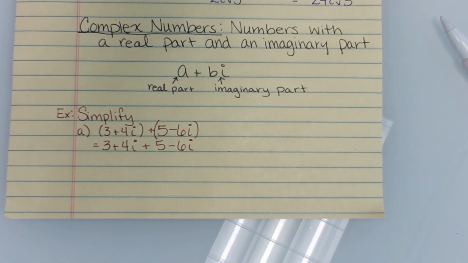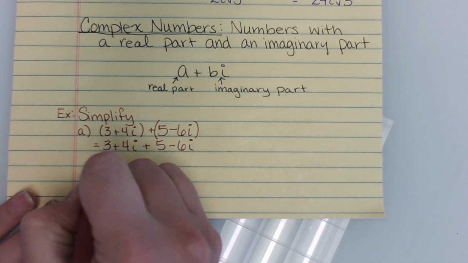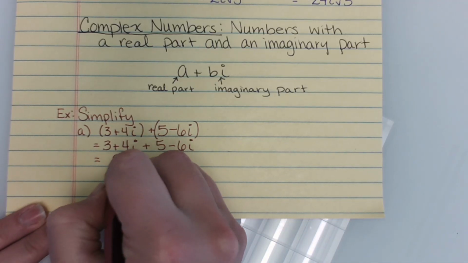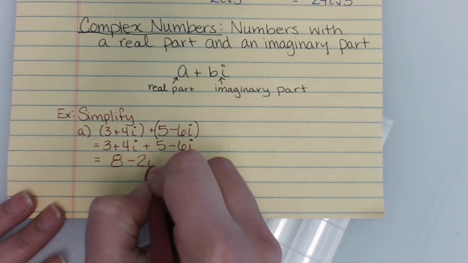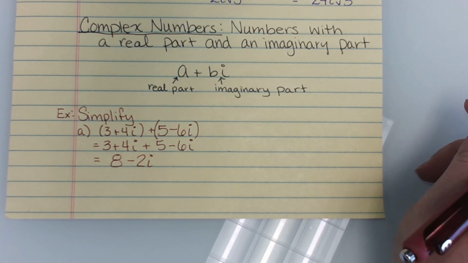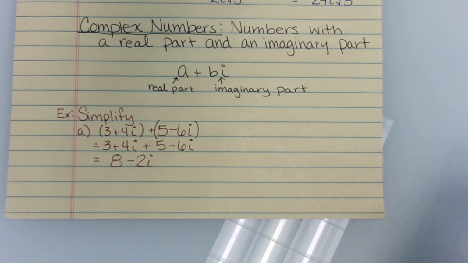Now imagine these weren't complex numbers. Imagine this was some binomials where i was a variable. What would you tell me to do at this point? Combine like terms. Guess what? Do that. 3 plus 5? 4i plus a negative 6i? Negative 2i. Ta-da. You added complex numbers.